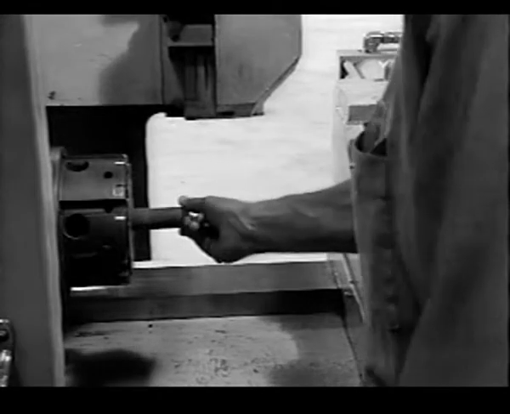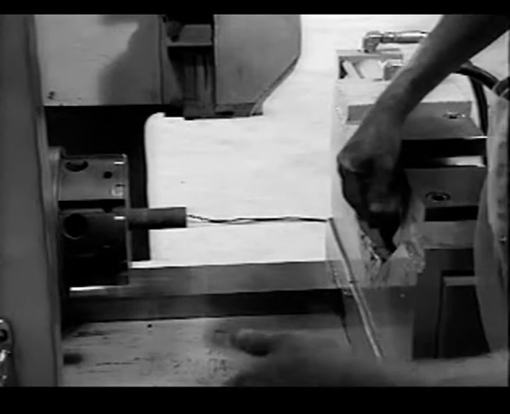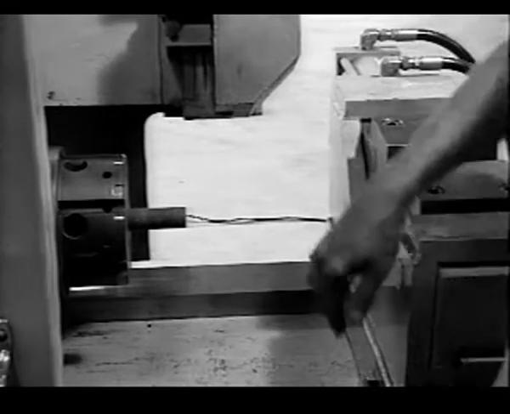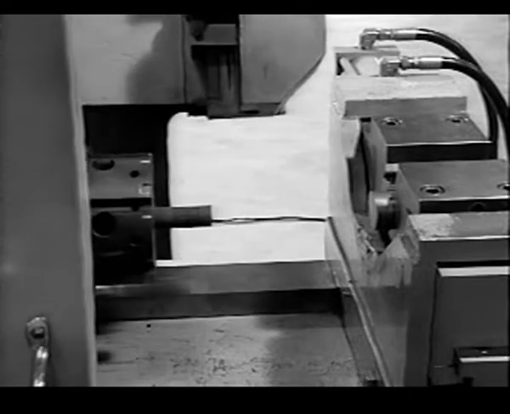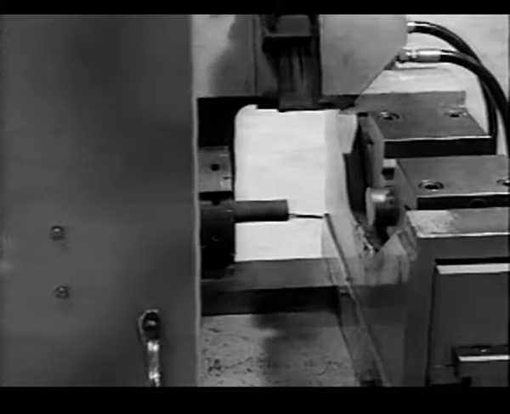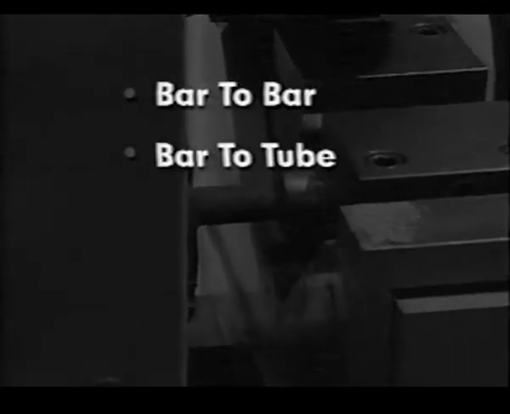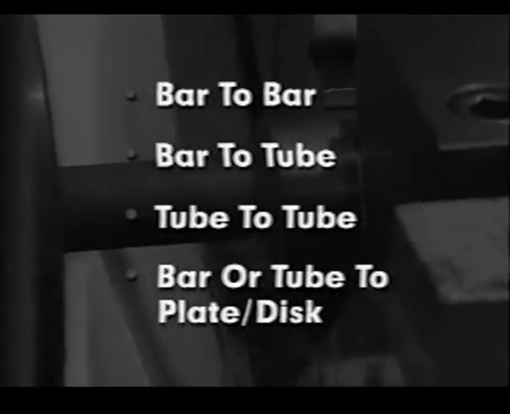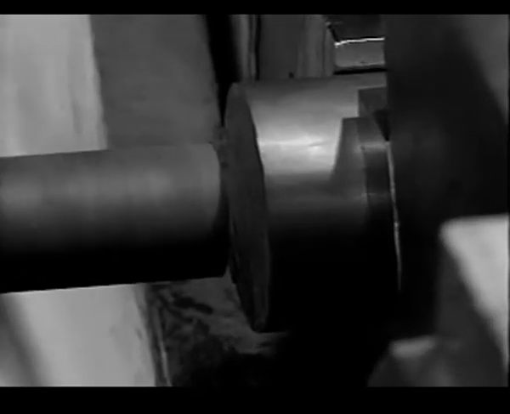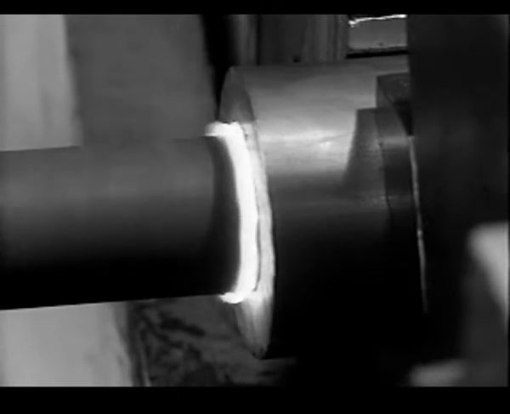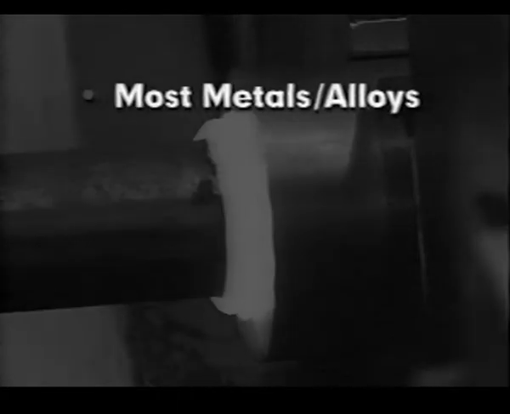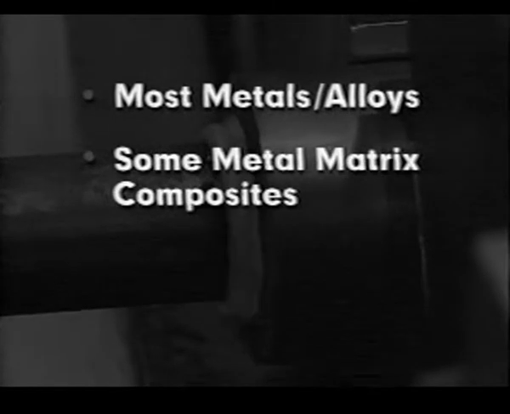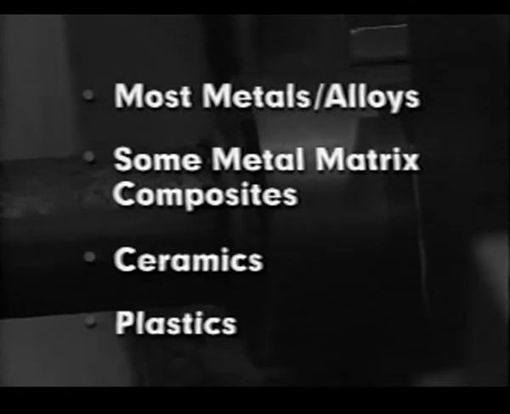In general, one workpiece must have an axis of symmetry and be capable of being rotated about that axis. Workpieces are usually either in butt or T-joints, with the pieces being bar to bar, bar to tube, tube to tube, and bar or tube to plate or disc. Additionally, friction welding can be used to join a wide range of similar and dissimilar materials, including most metals and alloys, some metal matrix composites, ceramics, and plastics.